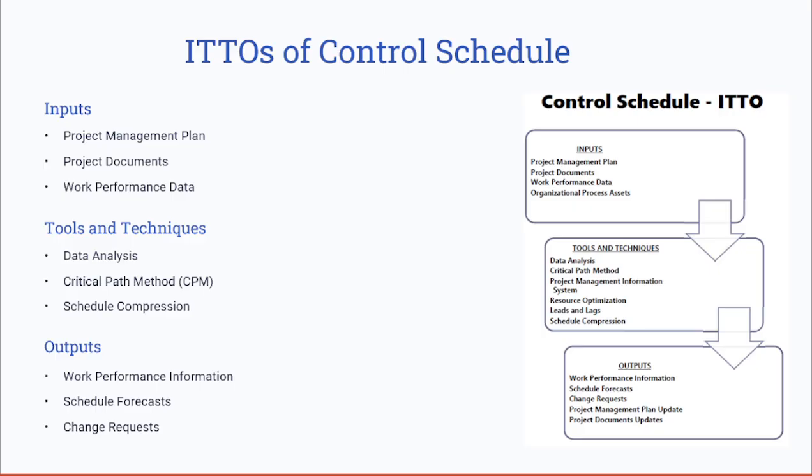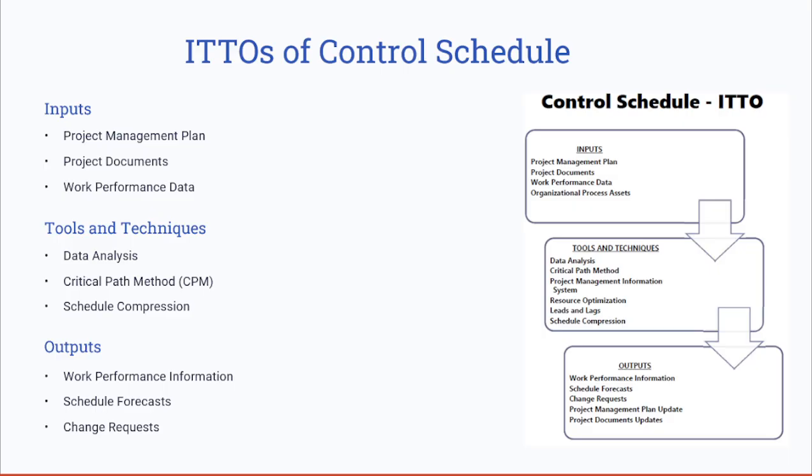So we have the key ITTOs involved when controlling the schedule. The key inputs here: you have the project management plan, which contains the schedule baseline and schedule management plan. When it comes to the project documents, you have the work performance data, the risk register, and the project schedule. Also, the work performance data is one of these important inputs, which includes real-time updates, task completion.